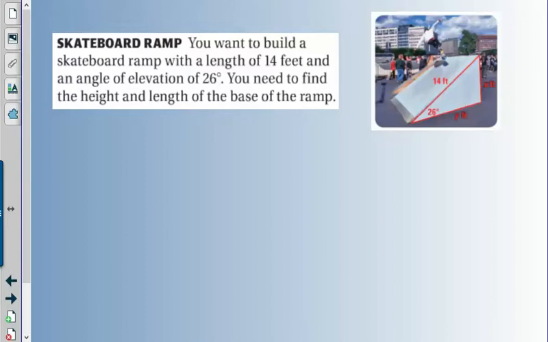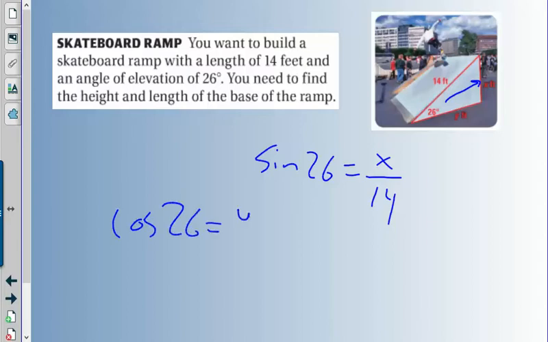It says you want to build a skateboard ramp with a length of 14 feet and an angle of elevation of 26 degrees. You need to find the height and the length of the base. So you have a few different options here. Let's just find x. We'll go opposite over hypotenuse. Sine 26 equals x over 14. Solve that, and then you could do cosine of 26 equals y over 14 to find y there. So solve each one of those and you'll have your values.